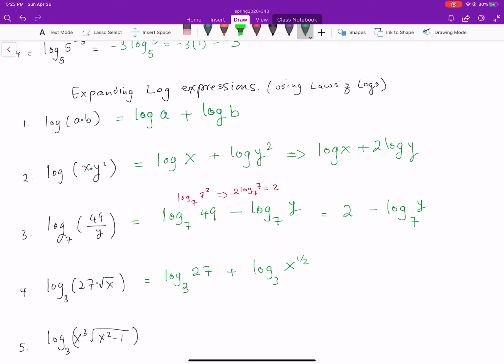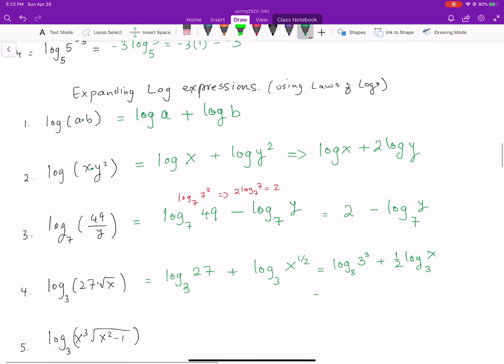Now, I can leave my answer this way. I can still clean up this expression over here. So I can see that log 3 of 27 is the same as log 3 of 3 cubed, plus, and I can also drop the power in front, so I get 1/2 log 3 of x. So my final answer, well, to what power should I raise 3 to give me 3 cubed, is 3 plus 1/2 log 3 of x.